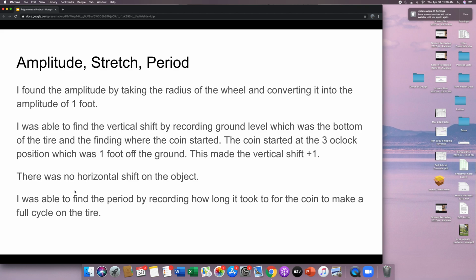The coin started at 3 o'clock on the position of the tire, which was 1 foot off the ground, which made the vertical shift +1. There was no horizontal shift for the coin, and I was able to find the period by recording how long it took for the coin to make a full cycle on the tire.